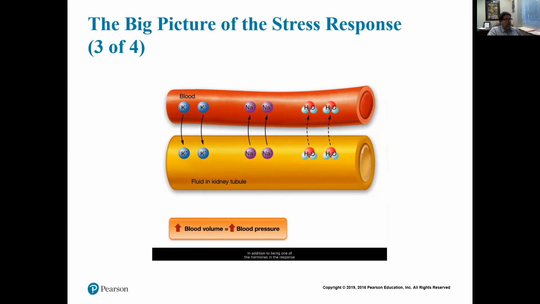In addition to being one of the hormones in response to stress, aldosterone is also essential for blood pressure regulation, as well as the maintenance of electrolyte, fluid, and acid-base balance in the body.